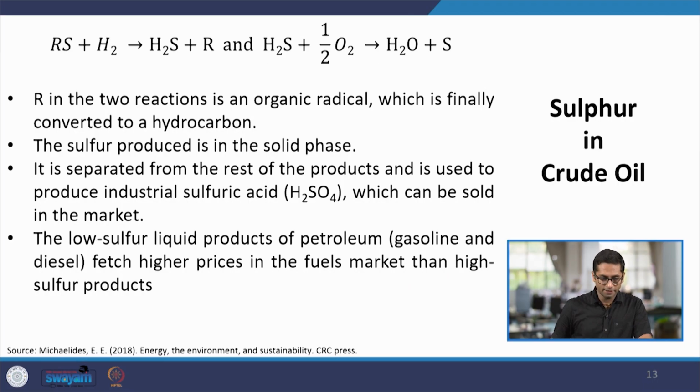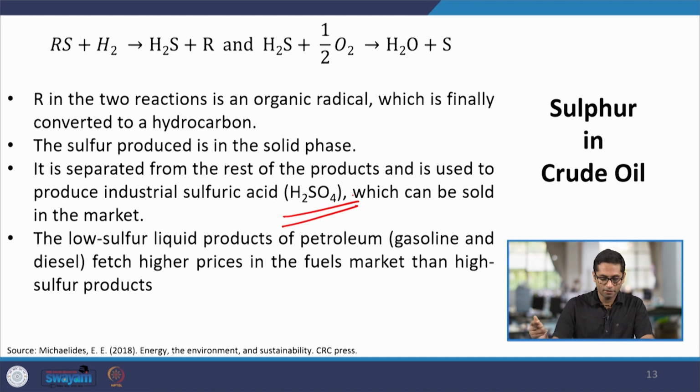The other pathways that were adopted also included the use of fluidized bed reactors, which could carry out the reactions in the fluidized bed itself. The sulfur that was produced, as I have said, was in the solid phase, and it was normally used in the production of industrial sulfuric acid.